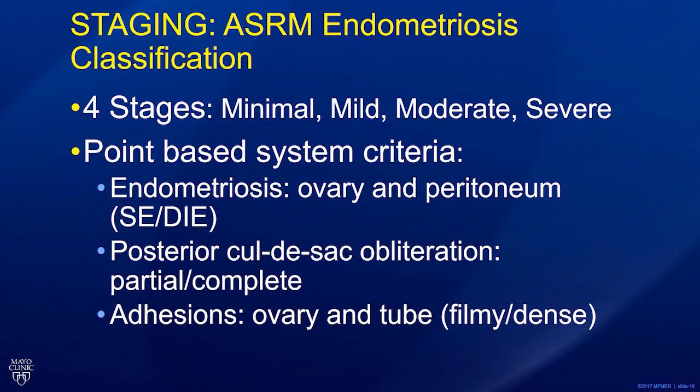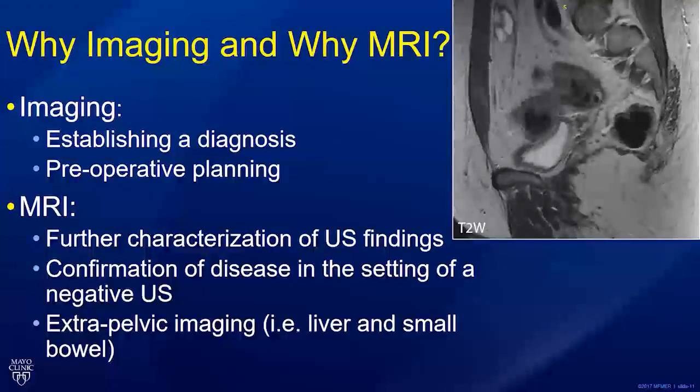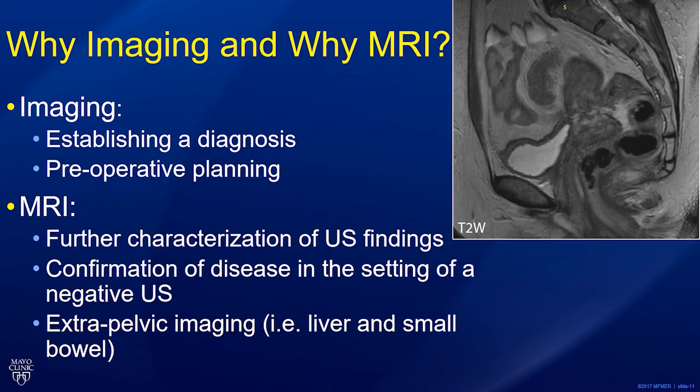With regards to staging, the American Society of Reproductive Medicine endometriosis classification system provides us with 4 stages that are attributed to laparoscopic findings, ranging from minimal to severe. The point-based system criteria involves the presence of endometriosis on the ovary and peritoneum, both superficial and deep deposits. The next category for evaluation is the posterior cul-de-sac in determining whether it's partially or completely obliterated. The final component is adhesions of both the ovary and fallopian tube and assessing whether or not there are filmy or dense adhesions.